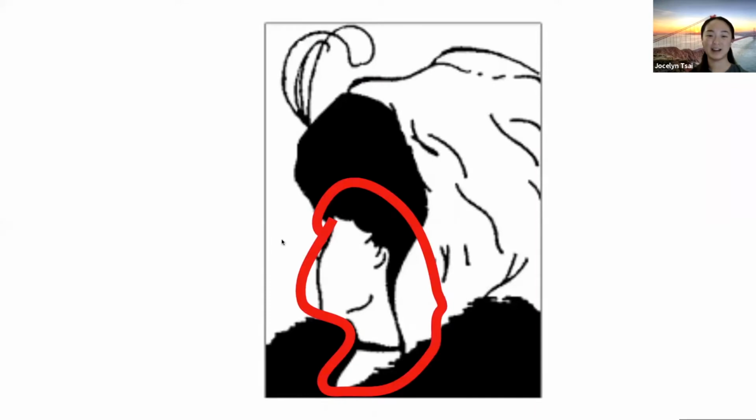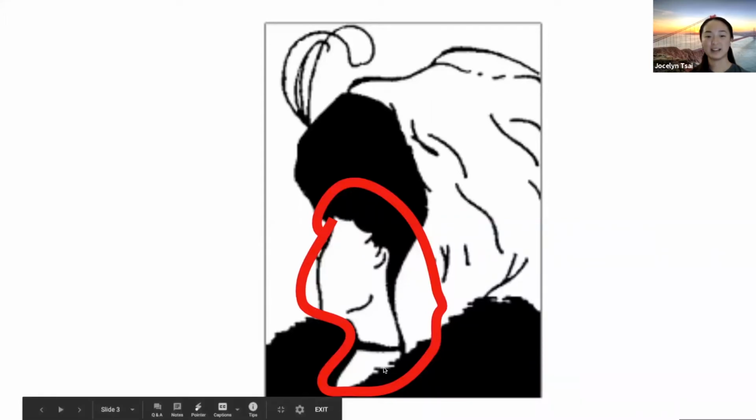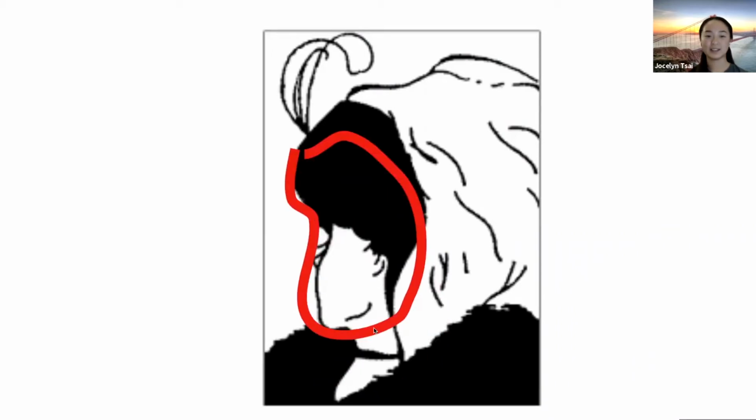Here, outlined in red, is the old lady. You can see that her nose is very big, and then her chin and mouth kind of jut out. And then as for the young lady, you can see she's looking to the side or behind her, so you can mainly see the side of her face.